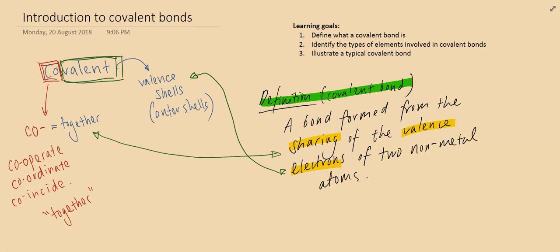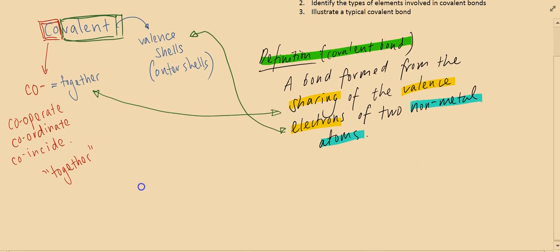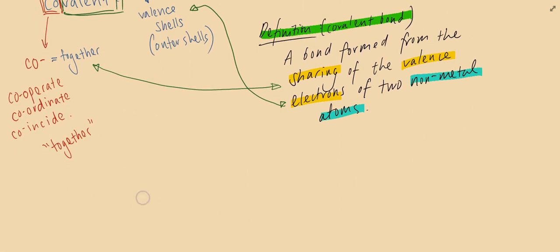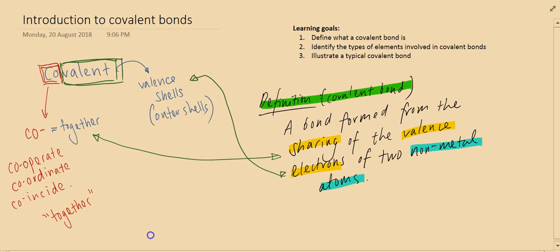Now the last part of this definition, the 2 non-metal atoms, is quite important, and this makes it distinct from ionic bonds, which are formed from a metal atom or a metal ion linking with a non-metal ion. So that's the first learning goal.